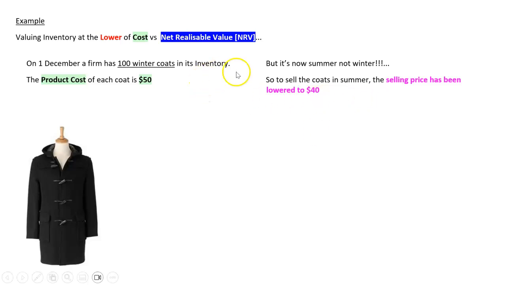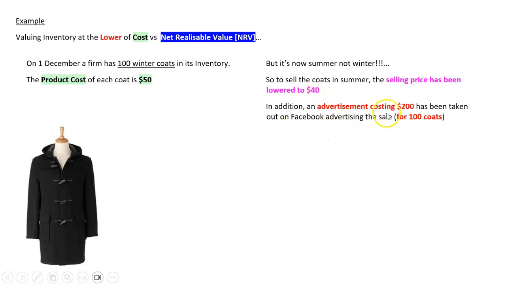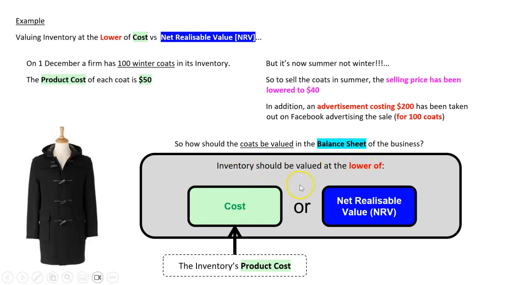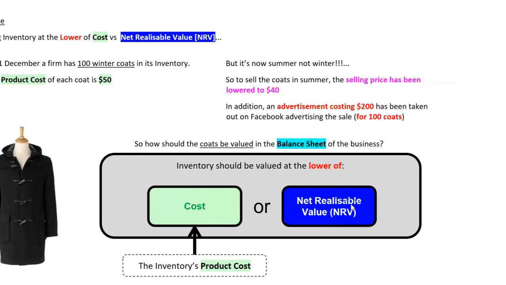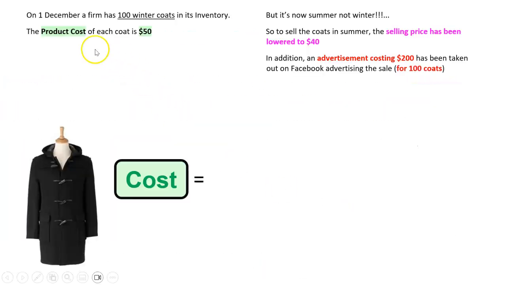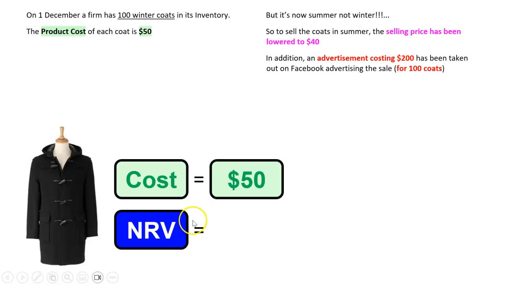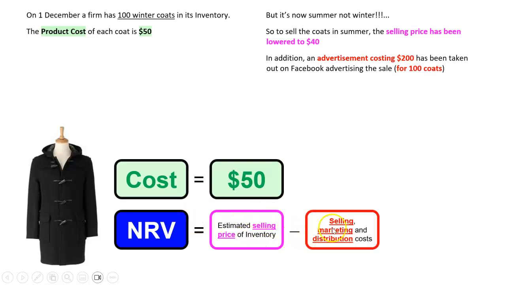So what we're going to do is in summer, we're going to lower the selling price to $40. But to also move them, we're going to take out an ad for $200 on Facebook saying, here's these winter coats, come get them right now today. And that ad is for all 100 coats, and that costs us $200. So how should the coats be valued in the balance sheet? Well, we'll take the lower of the cost, which is the product cost, or the net realizable value. And applying that concept here, we were told the product cost here is 50, so that's what we say is its cost.